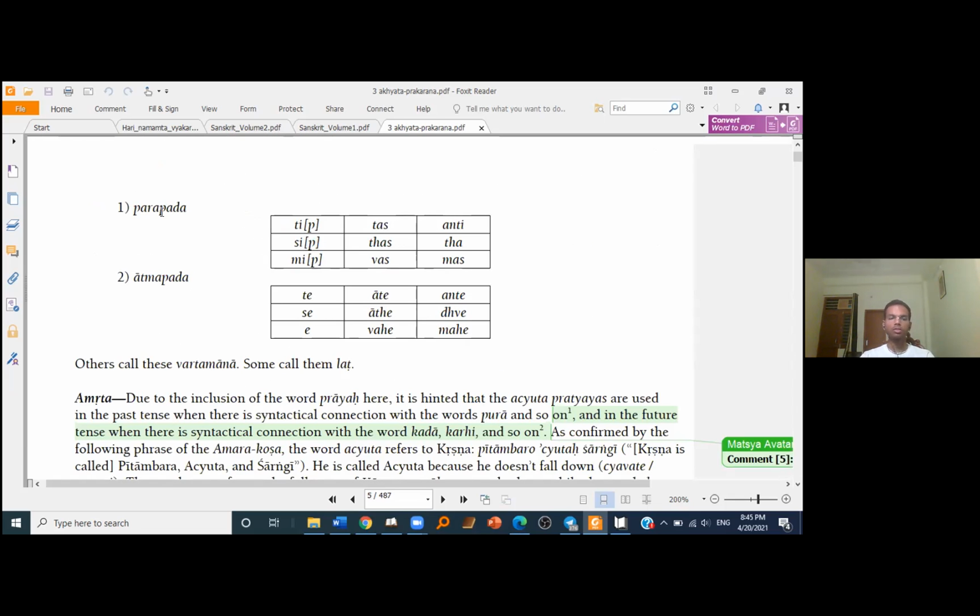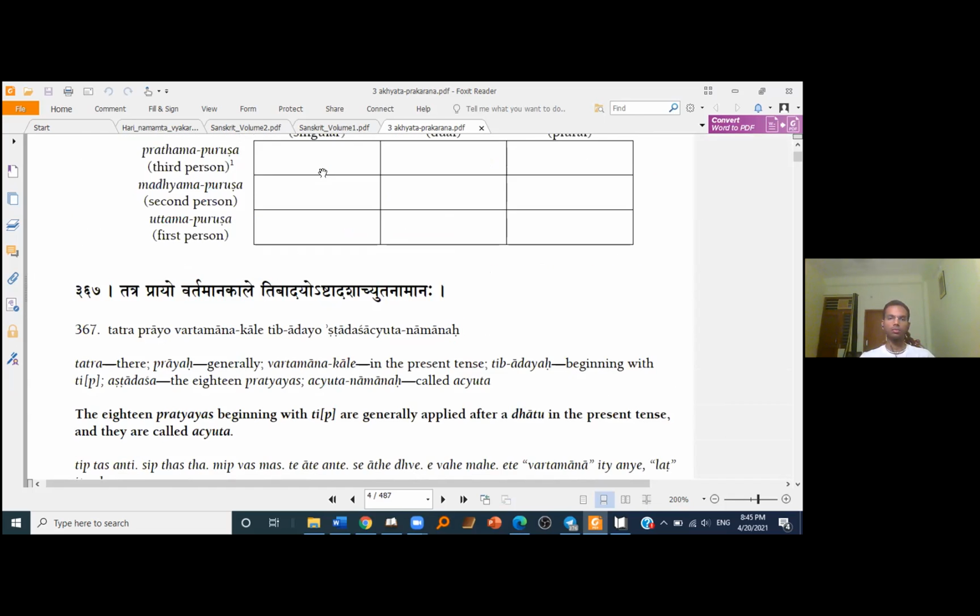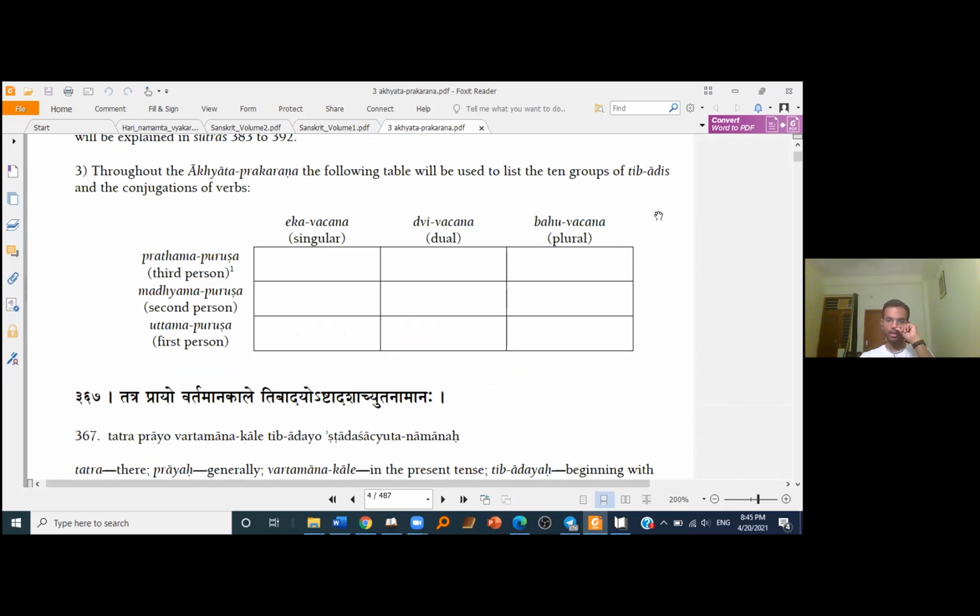So in all the tenses, we'll have two divisions, Parapada and Atmapada. What they are will be discussed later. So just for the timing, two categories, Parapada and Atmapada. In Parapada, 9 pratyas, and in Atmapada, 9 pratyas. So we have 3 columns and 3 rows. This is the pattern.